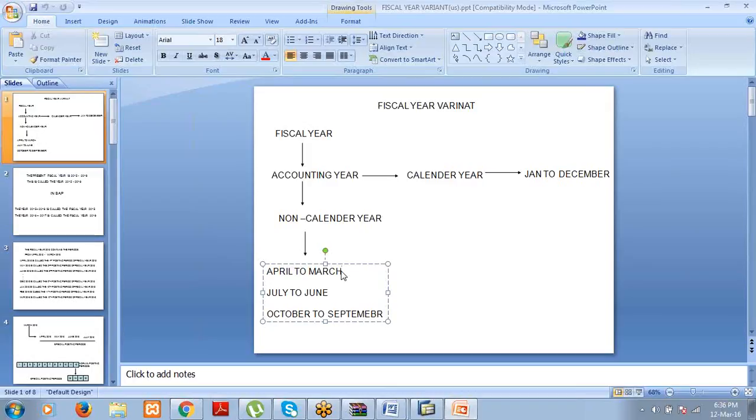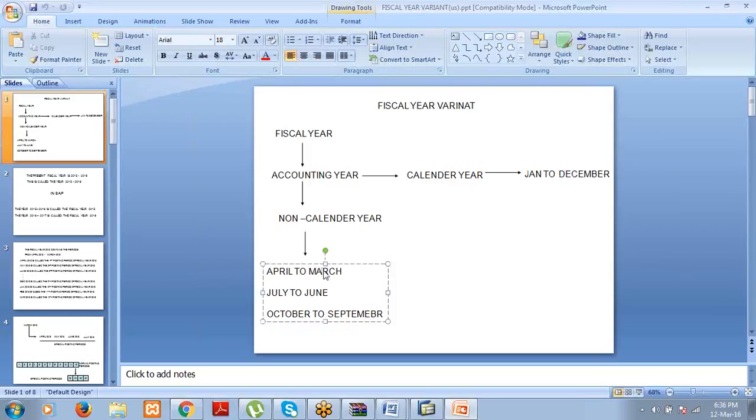Like that, every country will have its own specific legal enactments, and those enactments will clearly specify the period they have to use for the purpose of preparing financial statements. So in the US, the companies will use January to December. In India, the companies will use April to March, right?